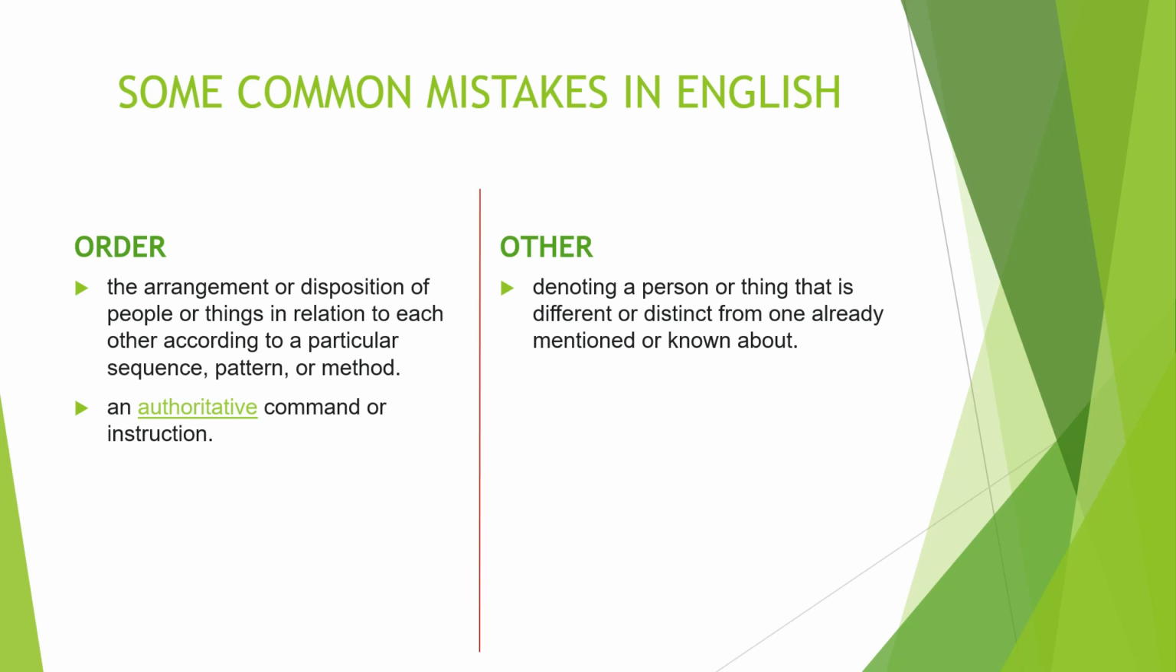Then the next word we are looking at is other, which denotes a person or thing that is different or distinct from one already mentioned or known about. From the examples we are going to look at, it will help us understand these words better and how to use them correctly. So the challenge is not with the spelling, but when to use which word. That is the challenge I have observed.